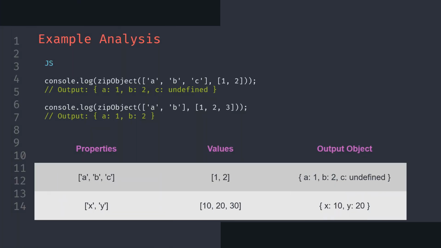This table illustrates how the function behaves with different input sizes. If there are more properties than values, undefined is assigned. If there are more values than properties, the extra values are then ignored.